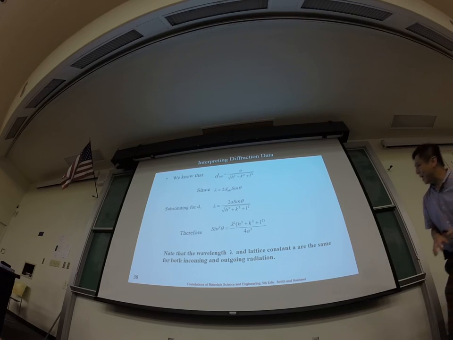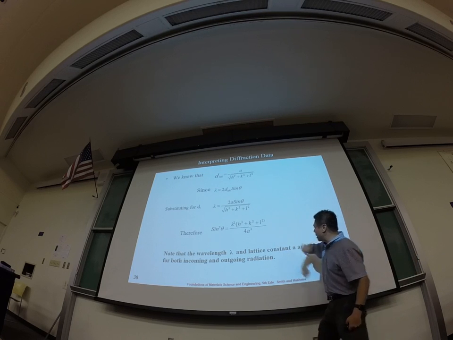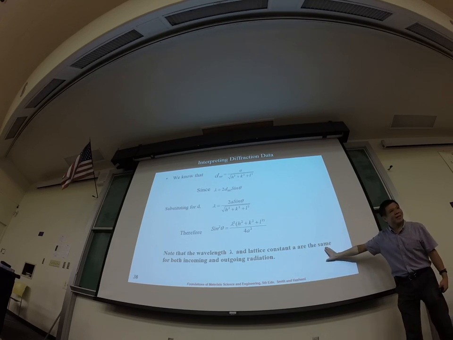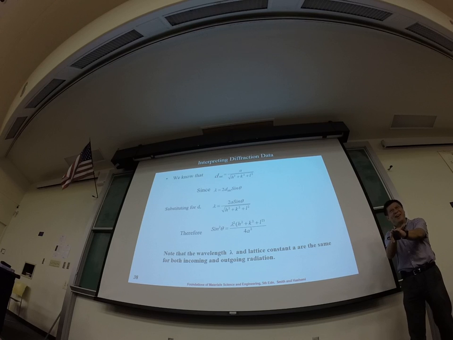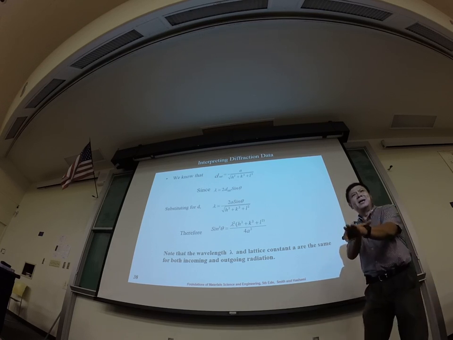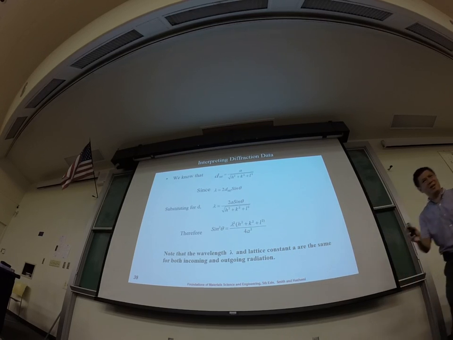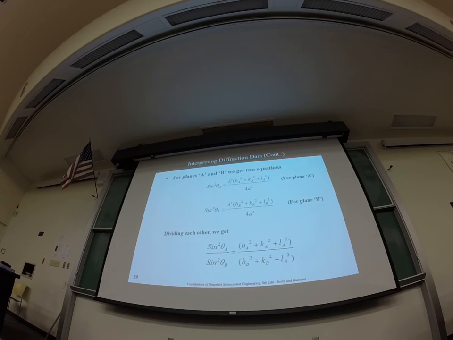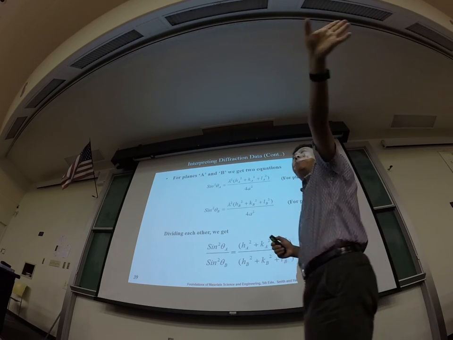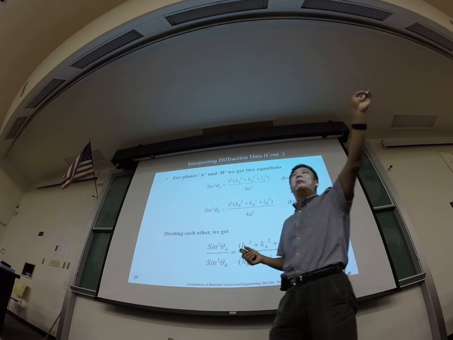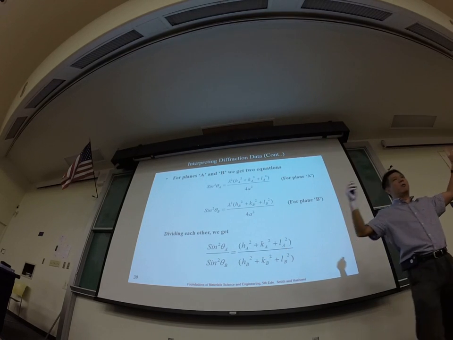So from here we can say, when we do the X-ray analysis, the wavelength is usually fixed, determined by the equipment, and a is also a fixed number. It's the lattice constant, so it's a constant. Now, if we define two different crystal planes, one called A plane, one called B plane, say 1,1,1 will be A, 1,1,0 will be B.